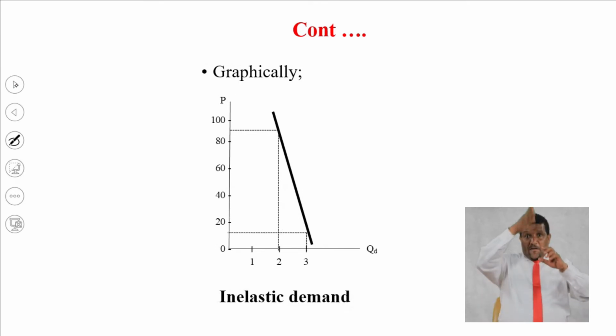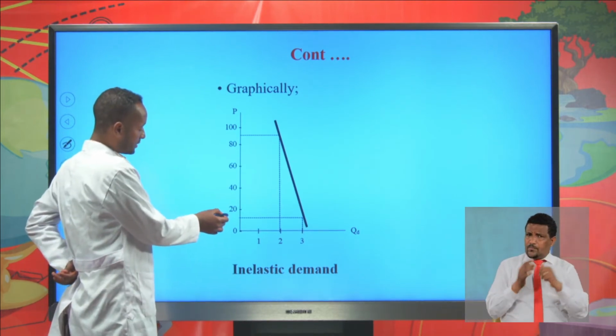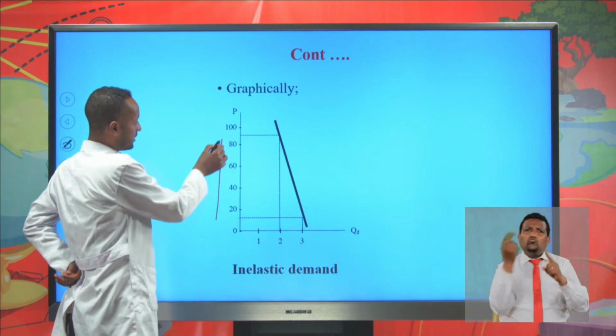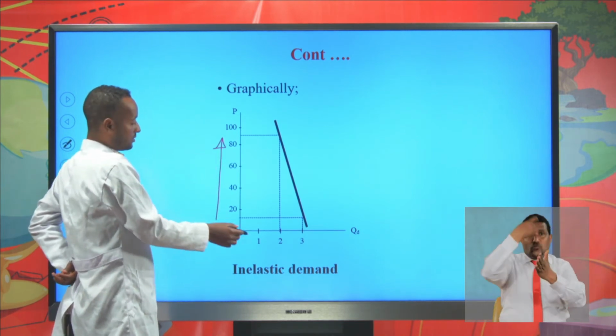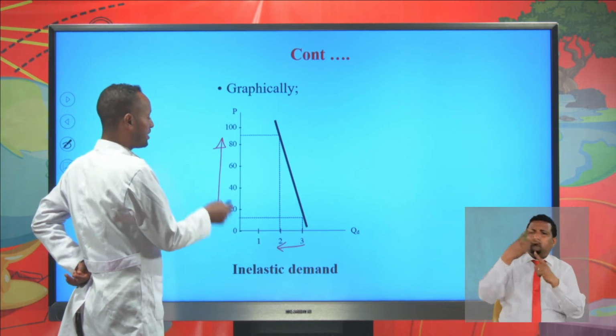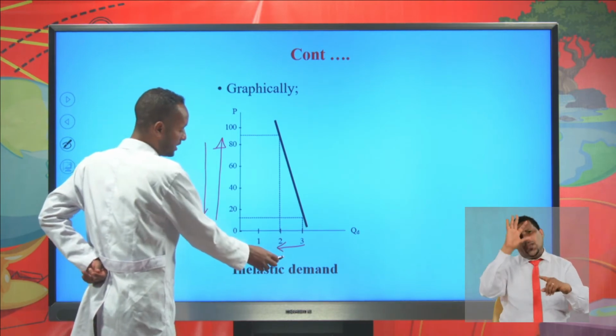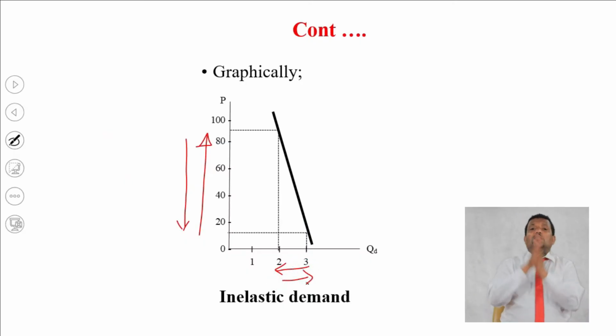Graphically, the demand curve for the inelastic range is a steeper demand curve. From this example, the price increased from 10 to 90. As a result, the quantity demanded declined only from 3 kg to 2 kg. Conversely, as price declines from 90 to 10, the quantity demanded will increase only from 2 kg to 3 kg. This shows that the buyer is inelastic.